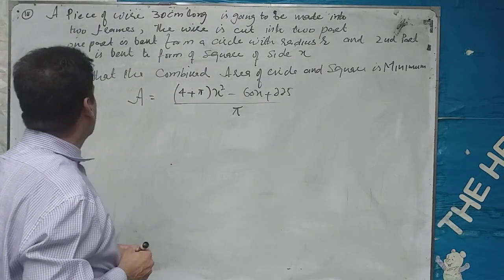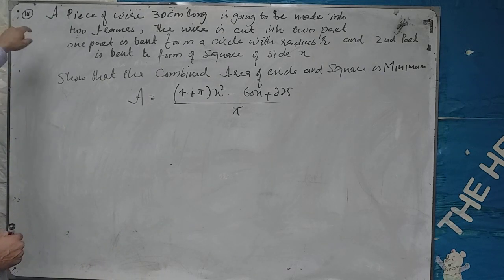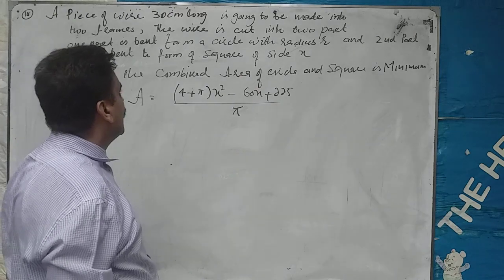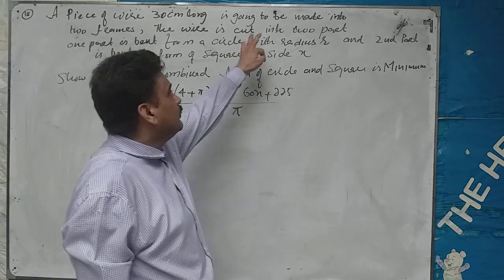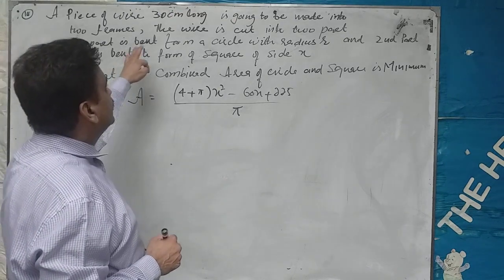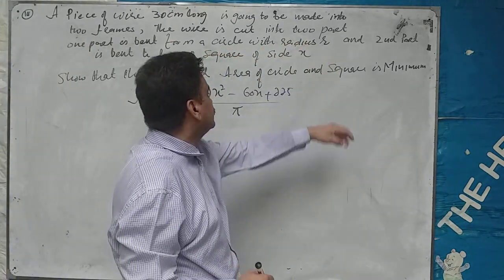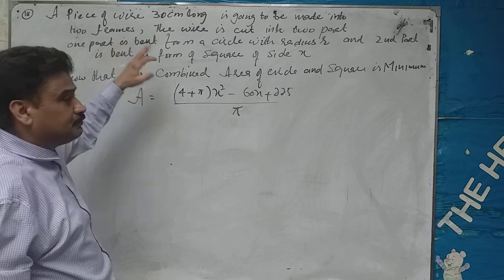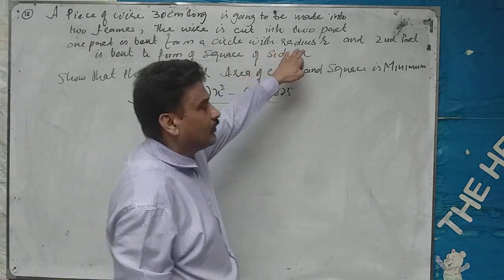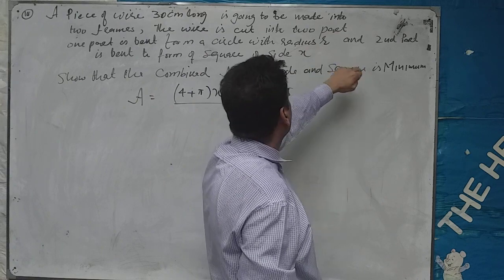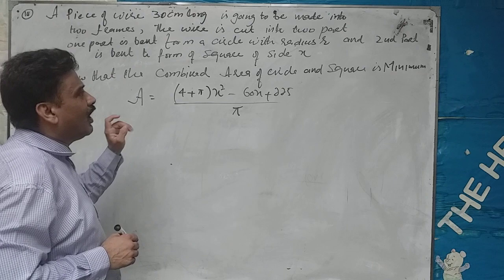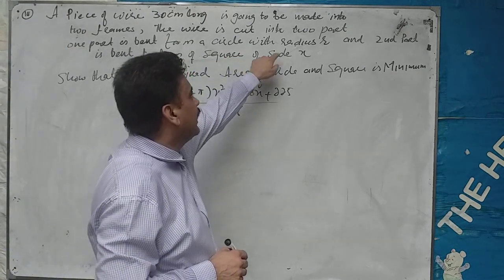We have a simple problem. A piece of wire 30 centimeter long is to be made into two frames. The wire is cut into two parts. One part is bent to form a circle with radius r centimeter, and the second part of wire is bent to form a square of side x.